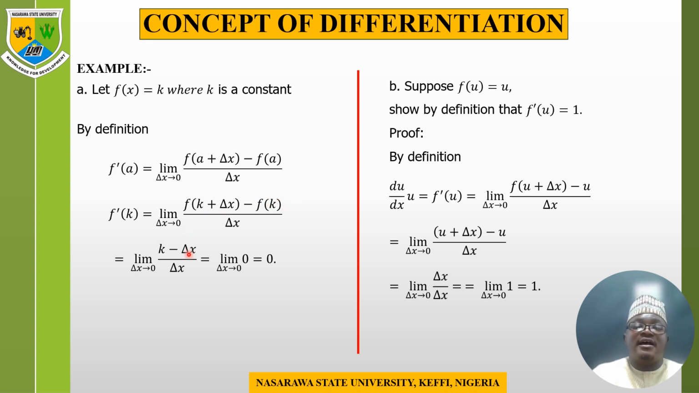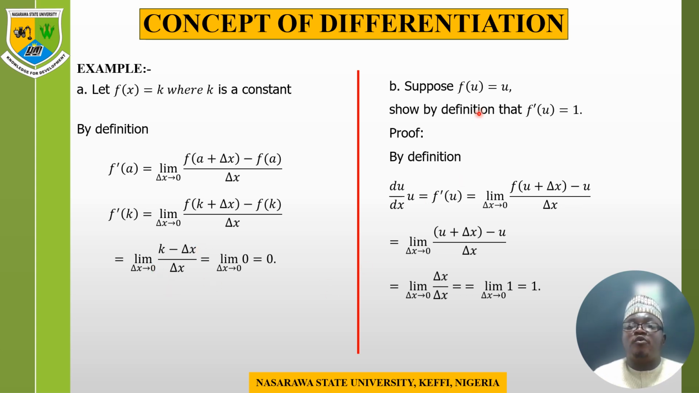you're going to get k replacing a, we have this. Then when we take the limit as the increment of x tends to 0, here is going to be 0, and here is going to be 0, as I said earlier.